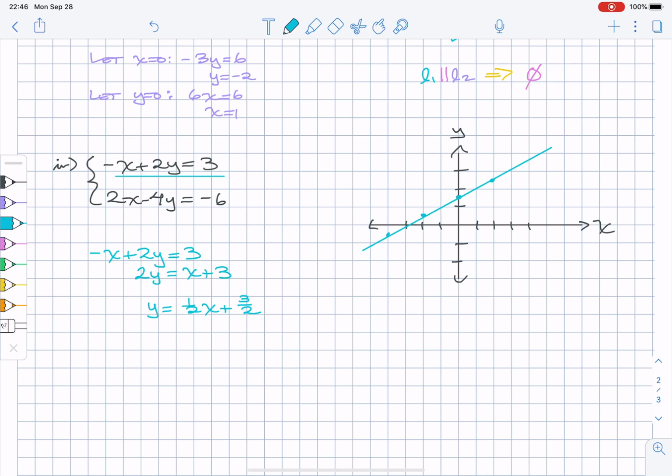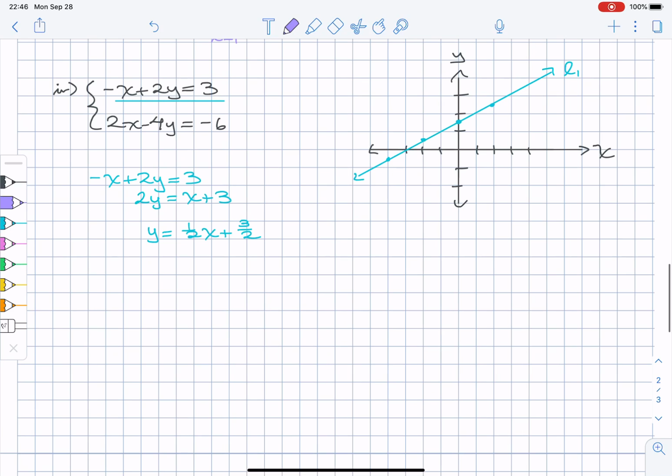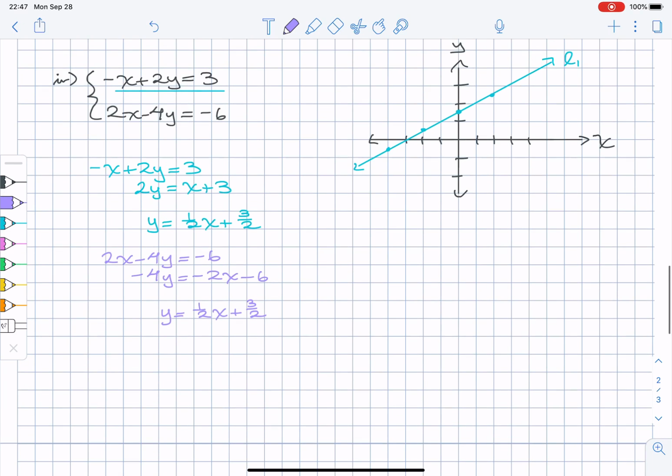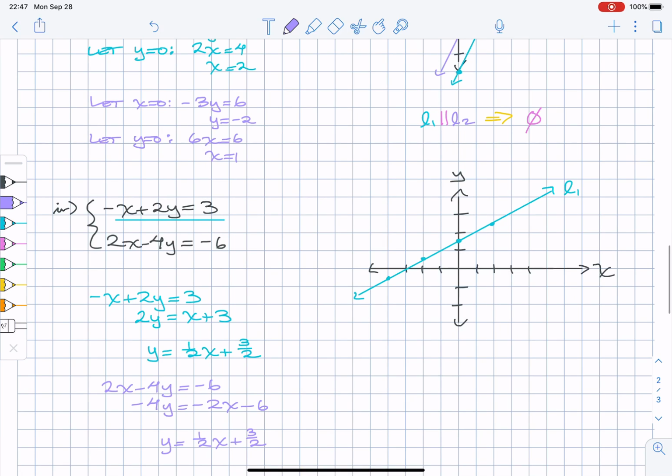If I can get this right. So line 1. Let's look at line 2. We have 2x minus 4y is negative 6, which means negative 4y is negative 2x minus 6. Dividing by negative 4, we get y is 1/2 x plus 3/2. Okay, that's exactly the same line, right?